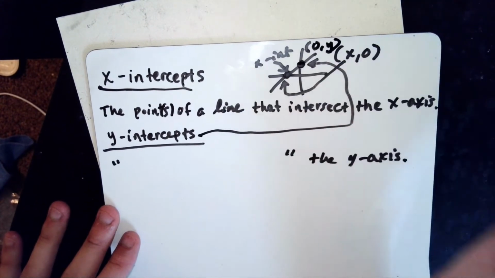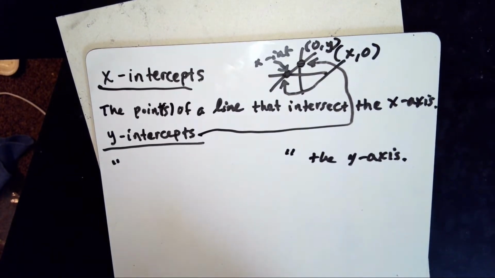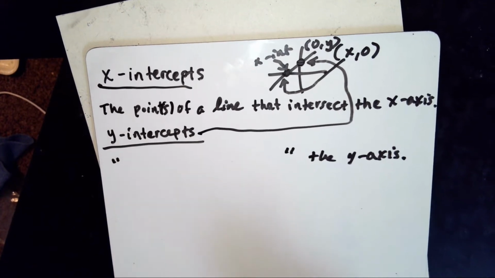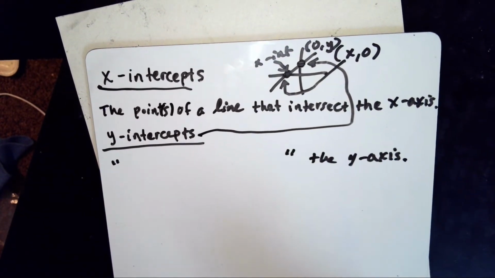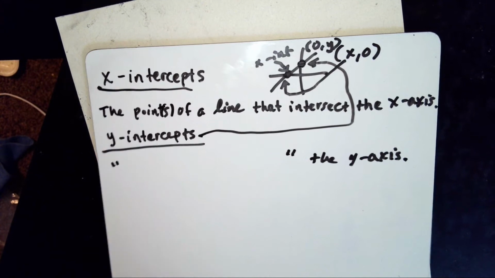So now that we've introduced x and y intercepts, x-intercepts are just where a function crosses the x-axis, and the y-intercepts are the points where a function crosses the y-axis. So now we'll go over the process of using x and y intercepts to graph a line with an example. So let's do that on the other side.